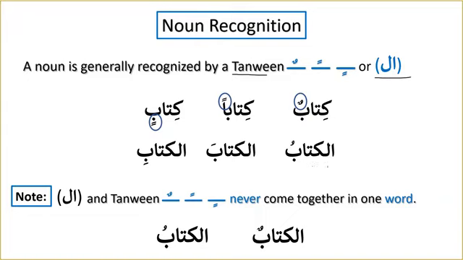And similarly, we have al-kitabu. We have al with that. Then we have al-kitaba and al-kitabi. Again, all of them will be nouns.